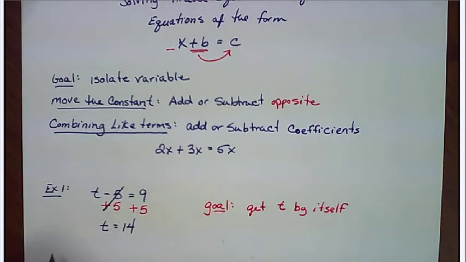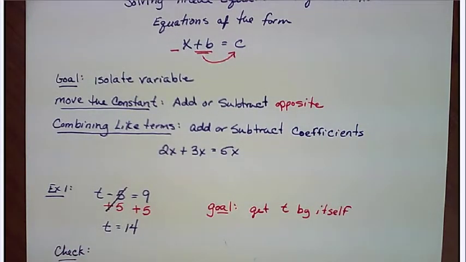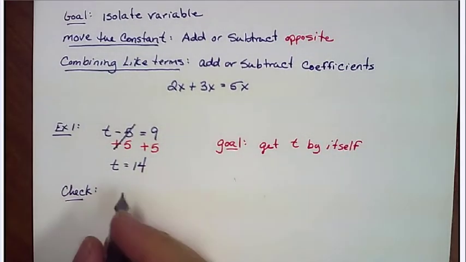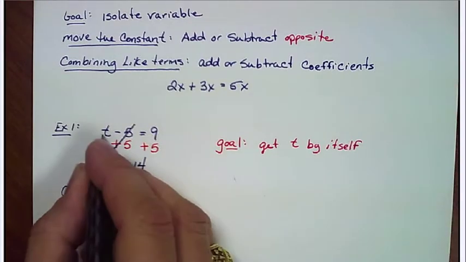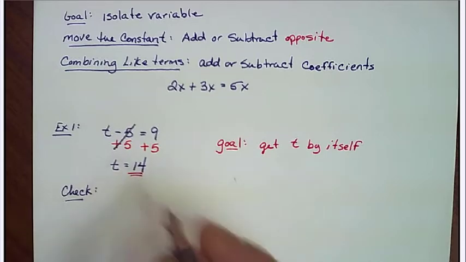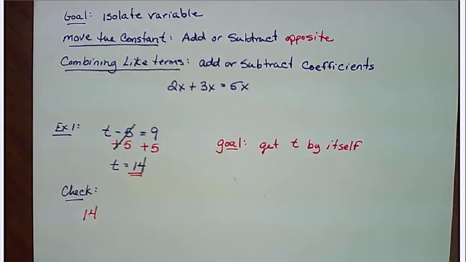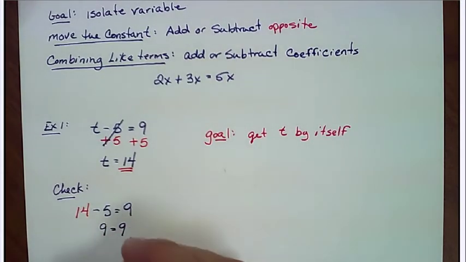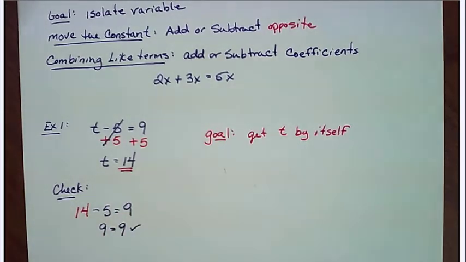Now, I want to note here that we can check all of our answers. So I'm going to check this one. I won't check all of them because it gets a little redundant from time to time. But let's go ahead and check this. We know that t is equal to 14, so all we're going to do is replace t with 14. I'll do it in a different color here. So I'm going to take our 14, minus our 5. This is just my original equation. And then, of course, 14 minus 5 is 9. So since we know that 9 equals 9, it checks out, and we know that we found the correct solution to this problem.